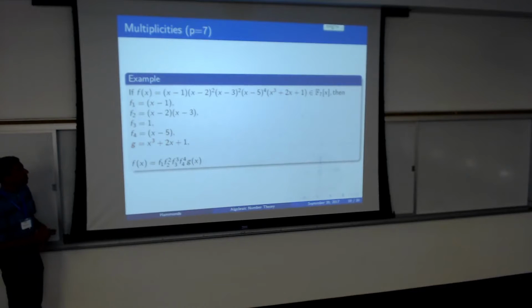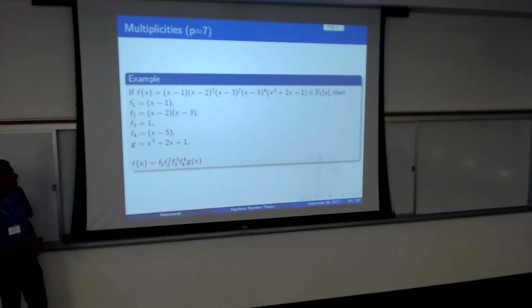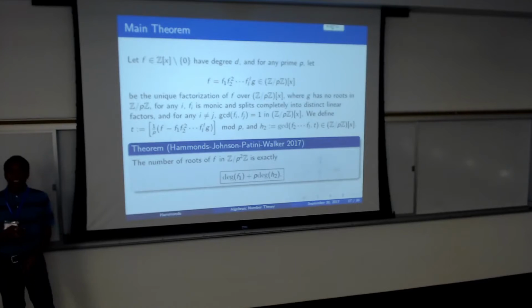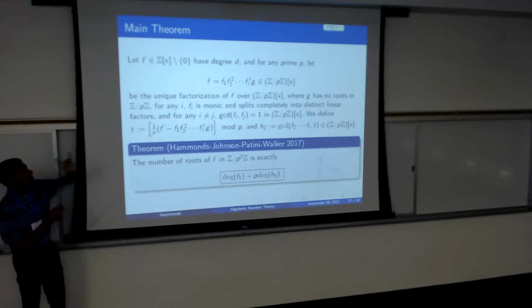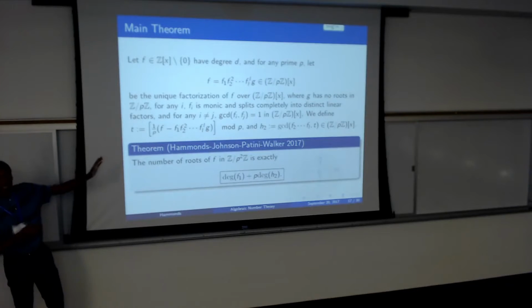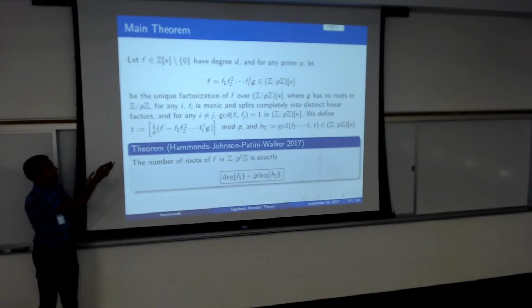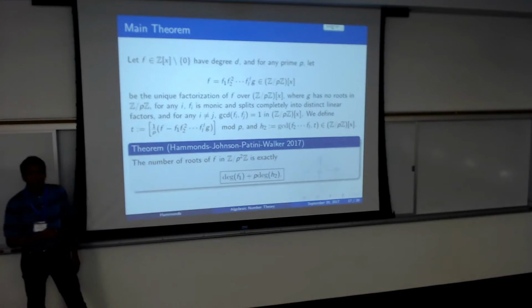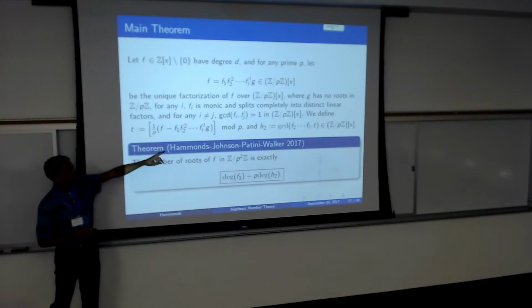Okay, so then we could write our f of x sort of like this. I guess the main result that we get to is: let f be in Z adjoint x without 0 have degree d, and for any prime p, let f be this polynomial that we find this way as the product of these linear factors raised to some power. And so that's this unique factorization in Z mod p, Z adjoint x.